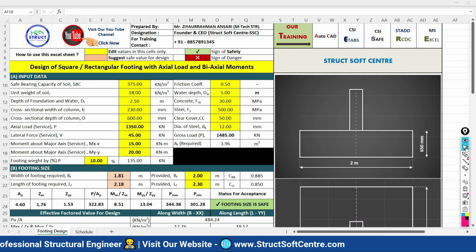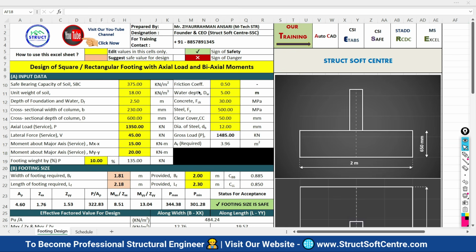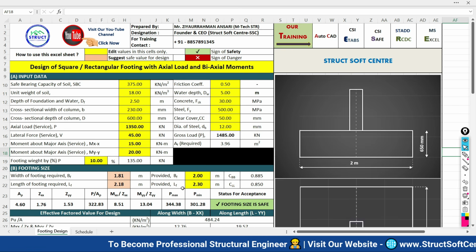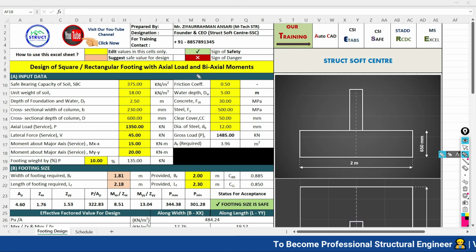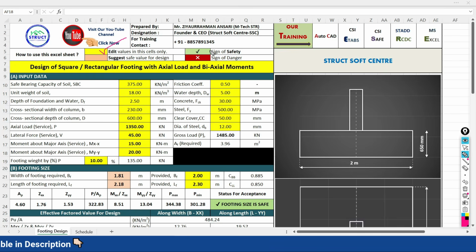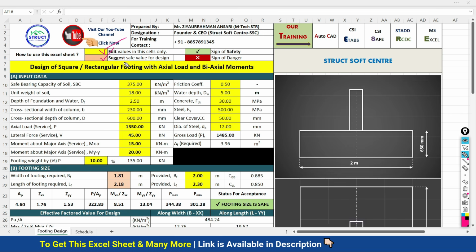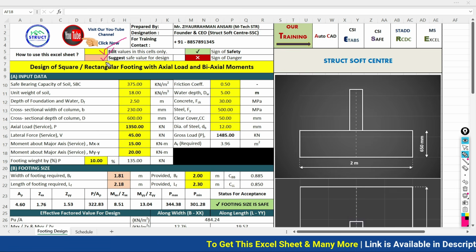Now one by one we have to do the steps for designing. But before that, let's understand how to use this spreadsheet. Some guidelines are given on how to use it. You have to edit the values only in yellow cells. Wherever white cells are present, you don't need to do anything. Green cells are the sign of a safe design. An orange cell defines a value which is close to safe. That is the suggesting cell.